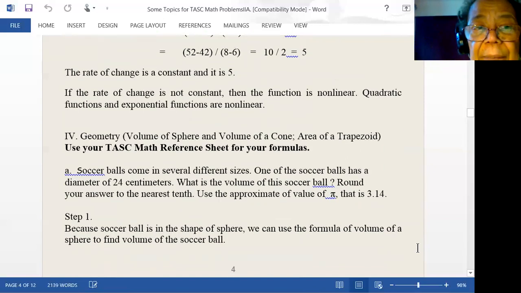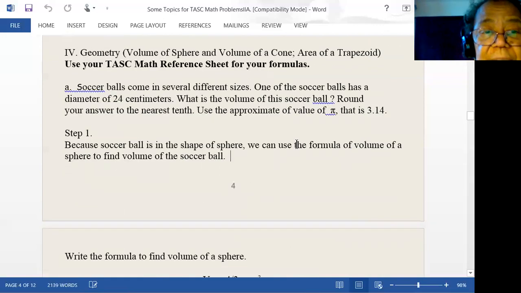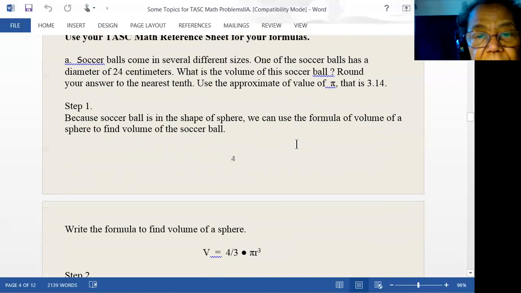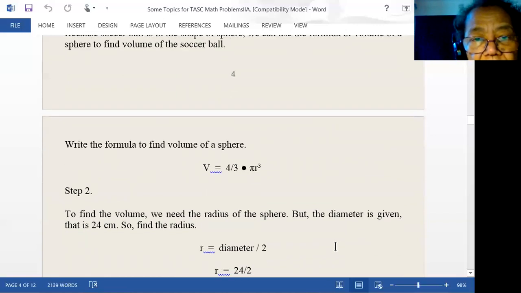Now, the first problem tells you about soccer balls. Soccer balls are round like a sphere, okay? We're looking here for the volume of the soccer ball. So in order to find the volume, we would have to know what? Radius and pi. Now, let's look at the formula. Notice in this problem, we're given the diameter, and you'll see that you have to use that diameter to find the radius. Now, the formula for a sphere is 4/3 times pi r cubed. That's r raised to the third power.